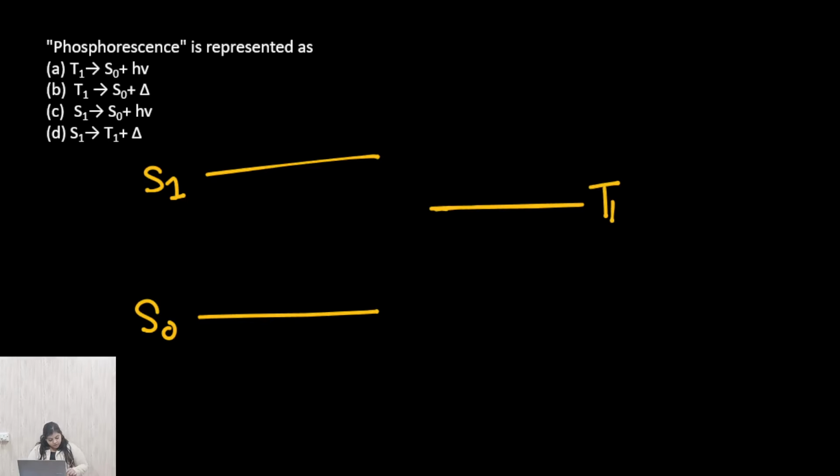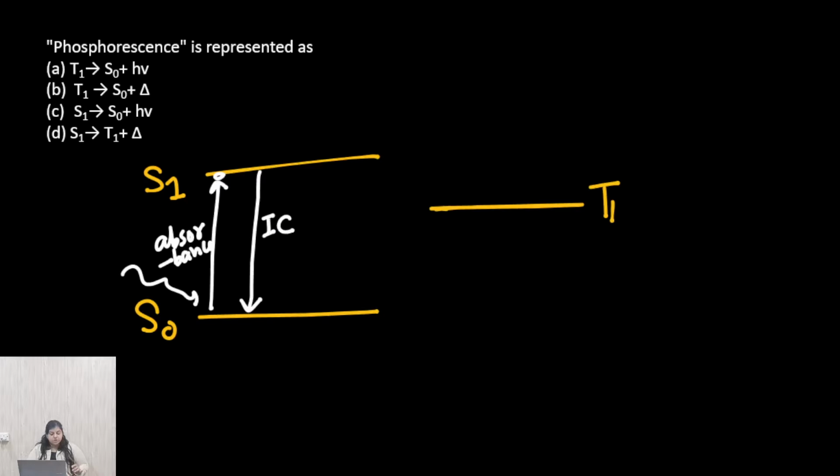If a particle goes from S0 to S1 by absorbing some radiation, this is called absorbance. Now this particle which has gone to the excited state can come back to the ground state by different paths. One possibility is that from S1 it comes directly to the S0 state without emitting any h nu. This is called internal conversion, where no radiative process takes place.